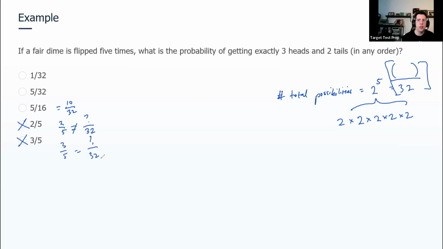There's no way for that to work. So there's no way that those are the right answers, okay? And sometimes just knowing the total number of possible outcomes is enough to get us closer to the right answer, okay? All right, now, any volunteers want to talk us through how to figure out the number of outcomes that we're interested in terms of getting exactly 3 heads, 2 tails in any order?